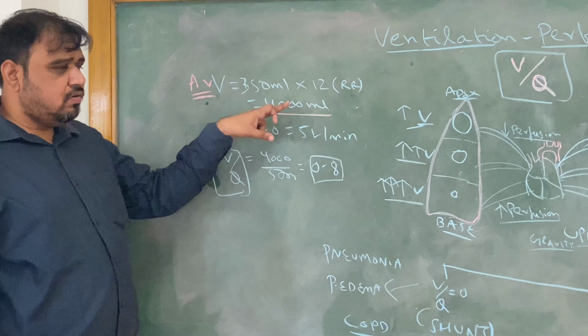Now coming to perfusion, we call it Q. Perfusion is nothing but blood flow. For 1 minute, how much blood will be flowing through the capillaries, which is nothing but cardiac output. And cardiac output is 5 liters per minute.